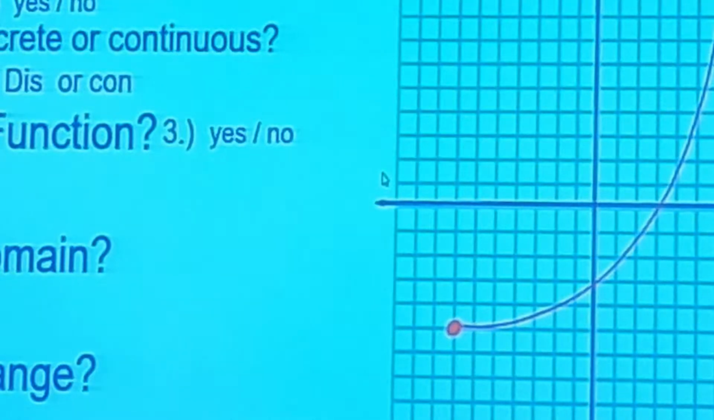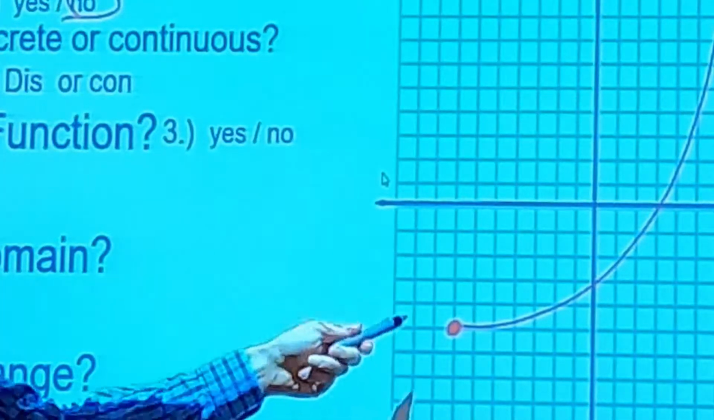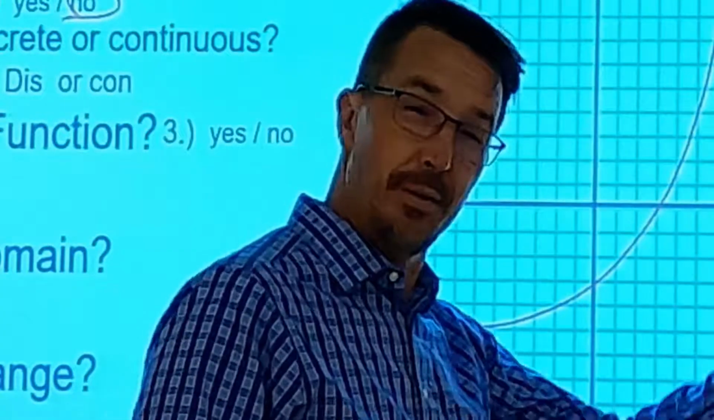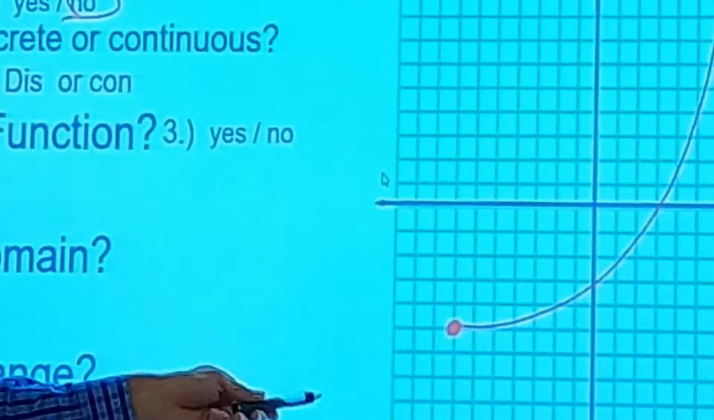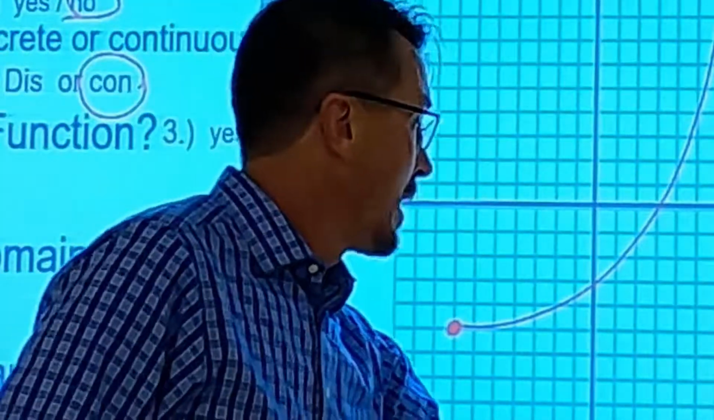Here we go. So is this linear? Well, I'm pretty sure that is not linear because you can see the curve. Is this continuous or discrete? Well, it starts here, and that arrow tells me it goes on forever. So it is continuous from here to on forever. So yes, it's continuous. Is it a function?